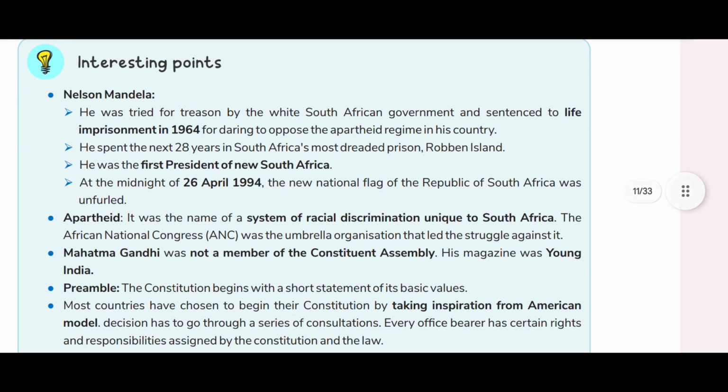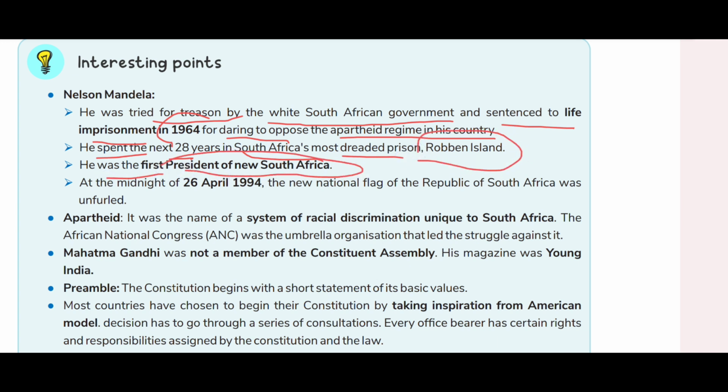The interesting point of this chapter is about Nelson Mandela. Nelson Mandela was tried for treason by the white South African government and sentenced to life imprisonment in 1964 for daring to oppose the apartheid regime in this country. He spent the next 28 years in South Africa's most dreaded prison, Robben Island. He was the first president of New South Africa.